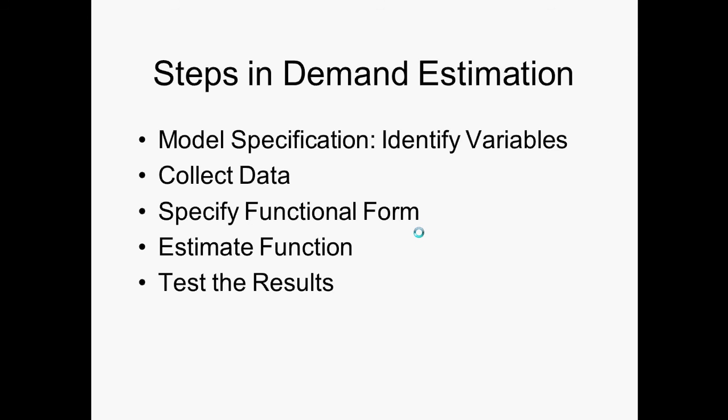Okay, so if you want to estimate demand, what are the steps? First of all, model specification. This is where you have to have a theory about what's determining demand. It has to be plausible, and it has to be somewhat comprehensive. You don't want to leave anything out. If there's something that's going to be really important, then you don't want to leave that out of your regression. Then you go out and collect data. So you find out what the values of the relevant variables were.